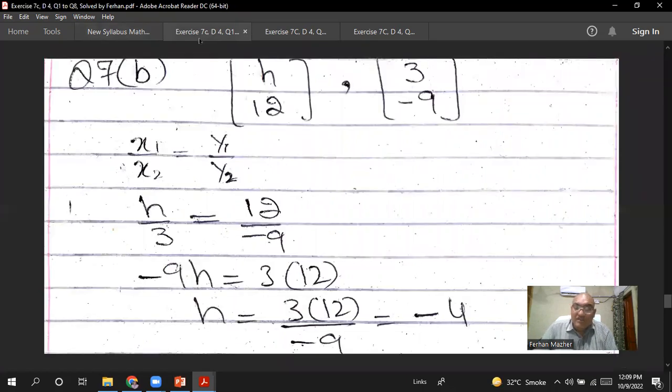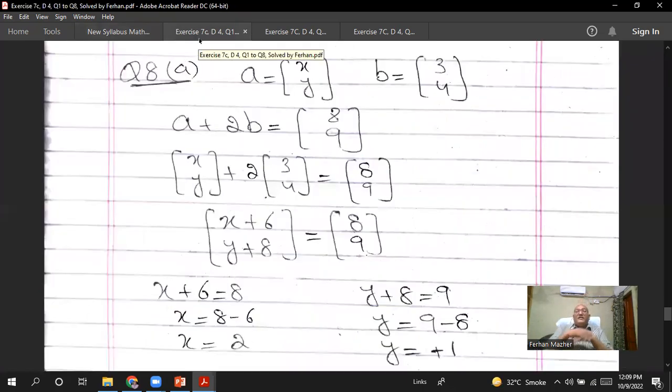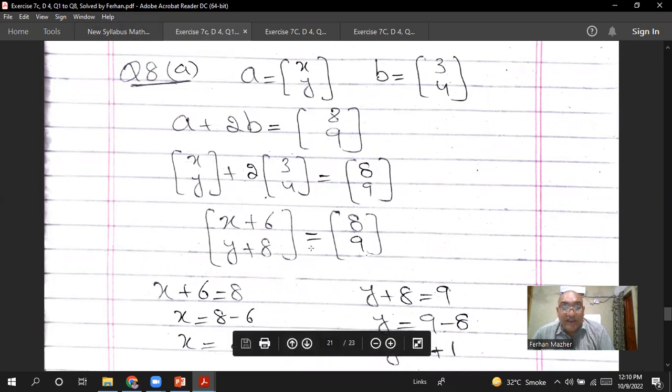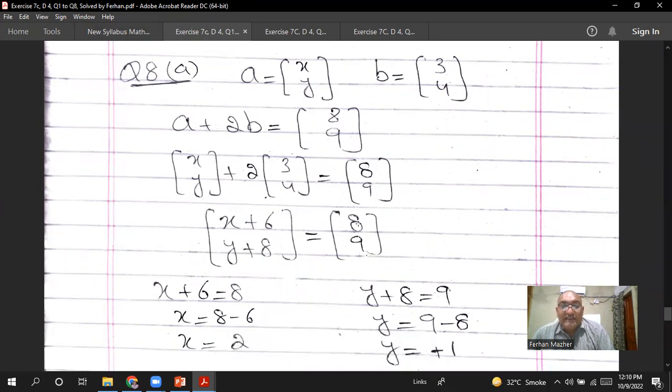Method is very simple. You see question number 8, A plus 2B is equal to, in the column vector, we have (8, 9). So in the place of A, I will put these values (x, y) plus 2 times (3, 4) equals (8, 9). So it will be x plus 2 times 3 is 6, x plus 6, and downstairs you will have y plus 8, and that will be equal to (8, 9). So it means this and this are the same, and this and this are the same. That's why these two vectors are equal.